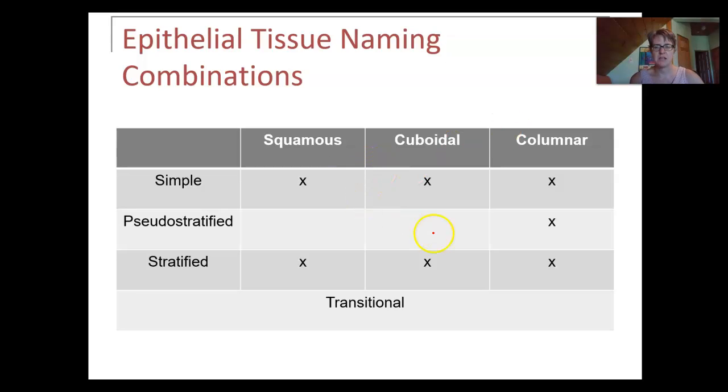Oh, here's naming combinations. Yeah, we're not talking. I didn't even see a slide. I think I removed the slides on stratified cuboidal, stratified columnar.